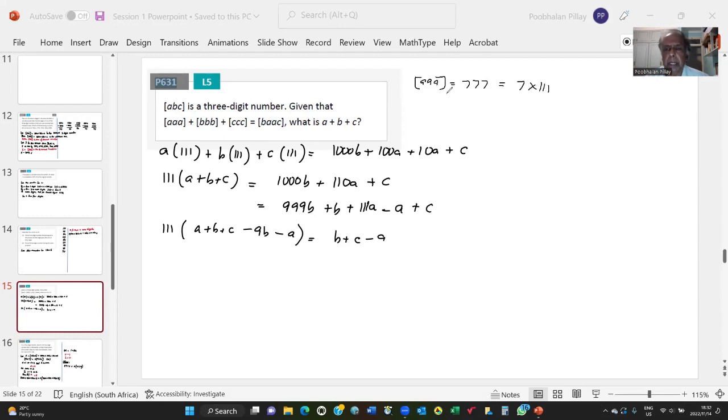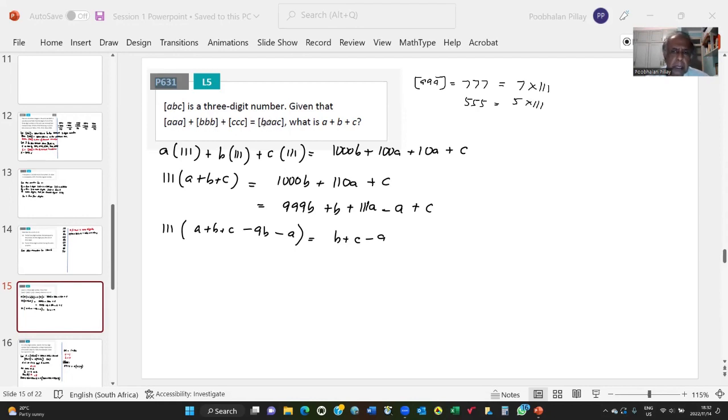If I had 555, this is 5 times 111. So numbers like this can be factorized easily. 111 is always a factor of this. So that quantity is A times 111, and you can see on the left-hand side, that is what I've got. I'm looking at that equation.